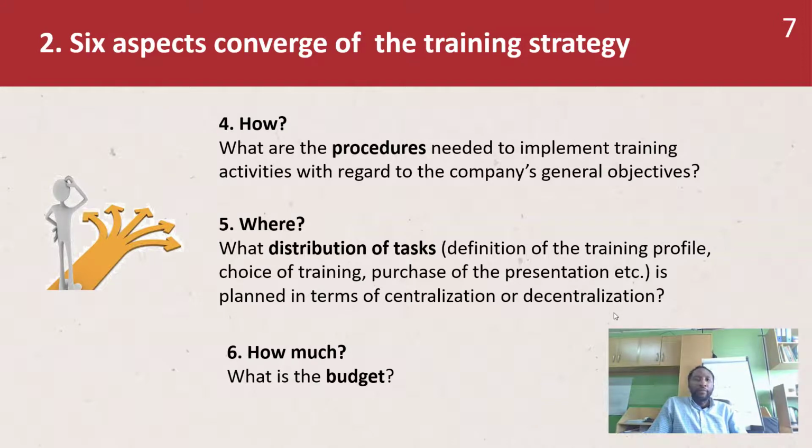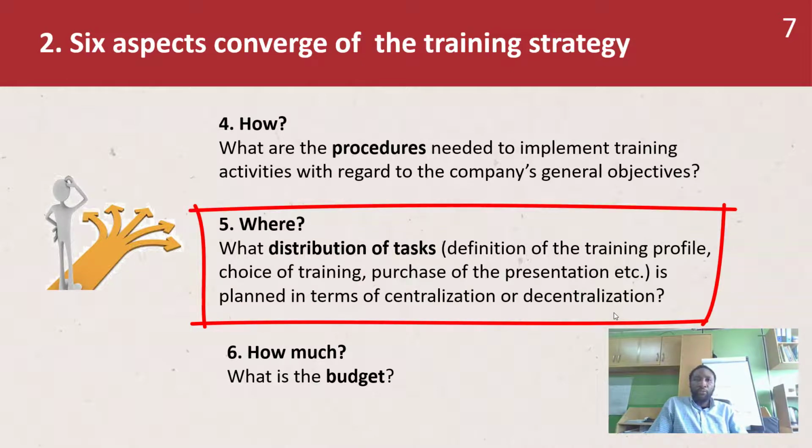The fifth aspect is where. We look at what distribution of tasks, which are defined, including the definition of the training profile, the choice of training, purchase of the presentation, and how these are planned in terms of centralization or decentralization.